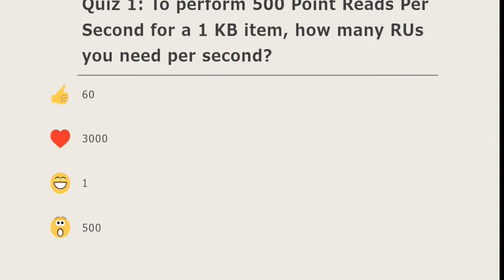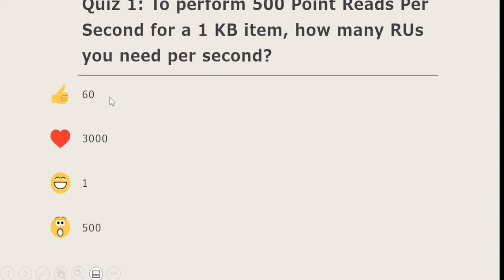If I ask you to perform 500 point reads per second, so we have to perform 500 point reads in a single second on a 1 KB item, we want to know how many RUs you will need for that 1 second. So, 500 point reads in 1 second on a 1 KB item. How many RUs will be required for that?